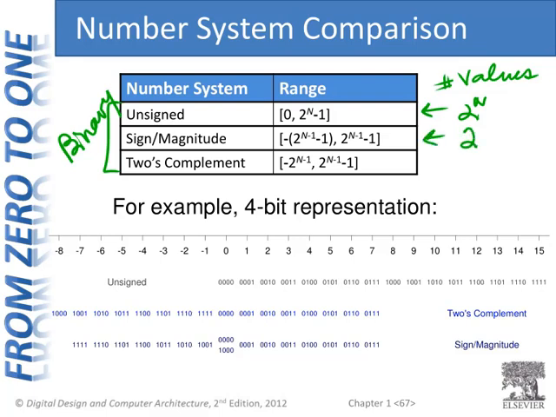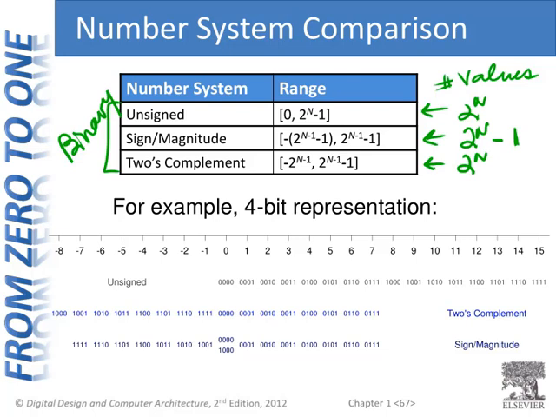So instead of 2 to the n values that we can represent with n bits, we can only represent 2 to the n minus 1 values. Why minus 1? Well, we have 2 representations of 0, so we lose one of the encodings to the redundant value of 0. For 2's complement numbers, we have the range of minus 2 to the n minus 1 to 2 to the n minus 1 minus 1. We can still use all of our representations for unique values and represent 2 to the n values.